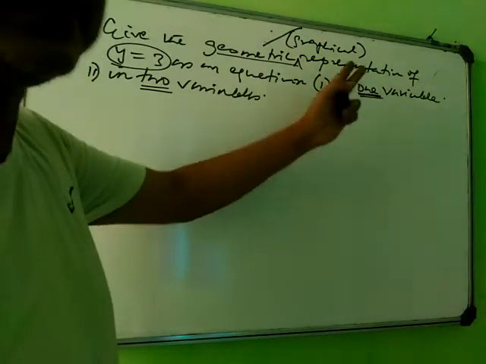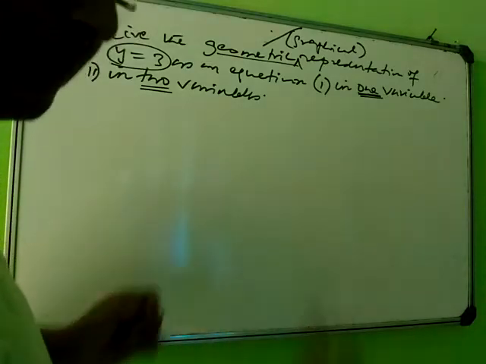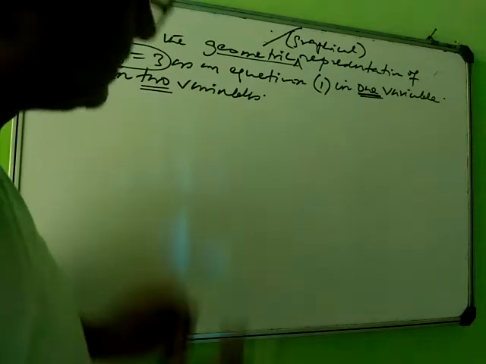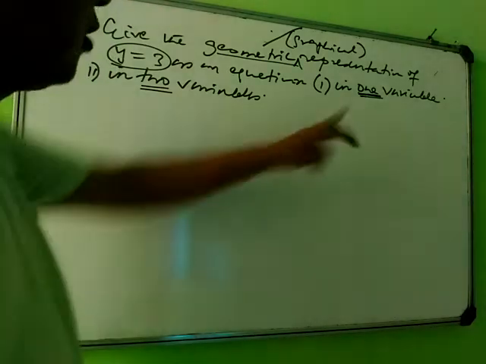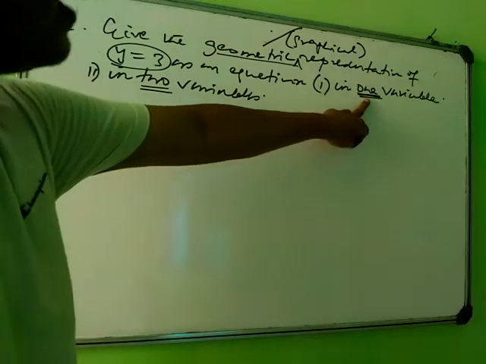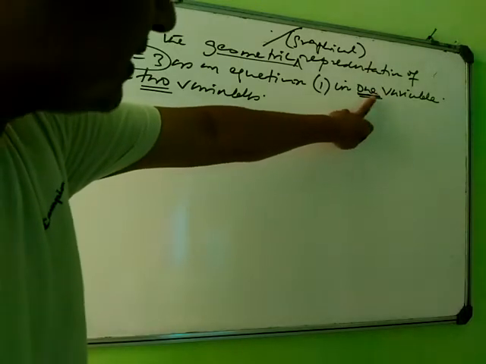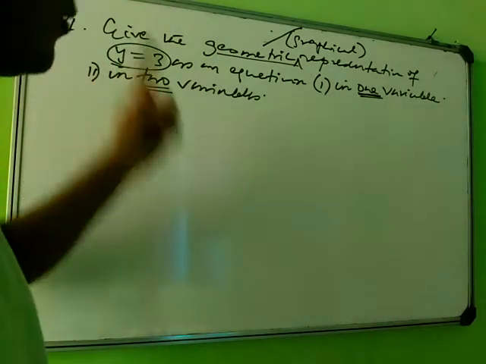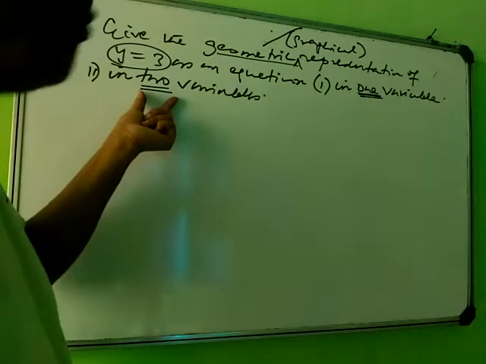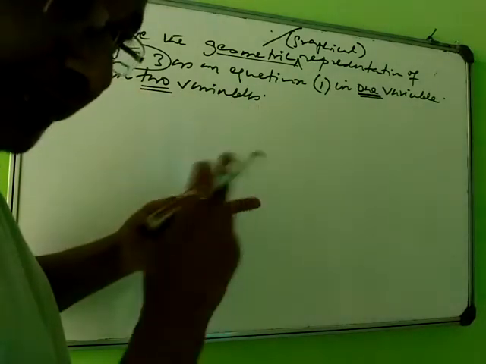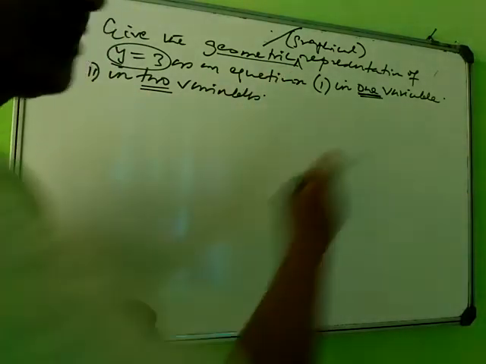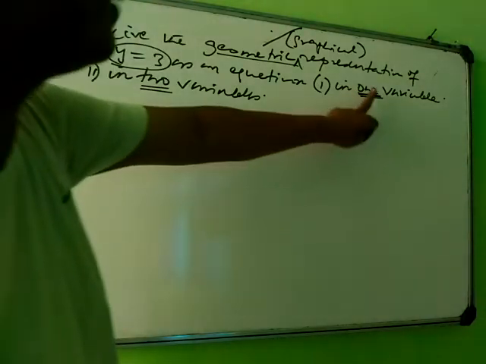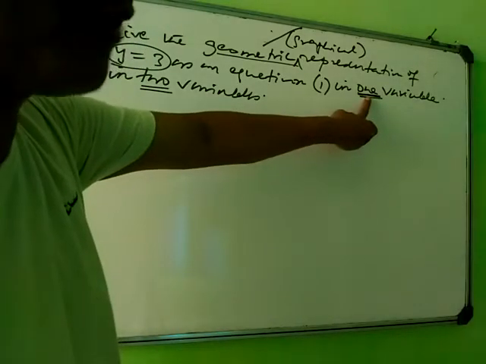that time you will draw the number line only. Just as you have drawn in classes 5, 6, 7, 8, that same thing you will be drawing here when they give one variable. So if there is a single variable, you will represent y equals 3 on the number line, and if they have given two variables, containing x and y, that time you will be drawing the Cartesian plane. That is the difference.